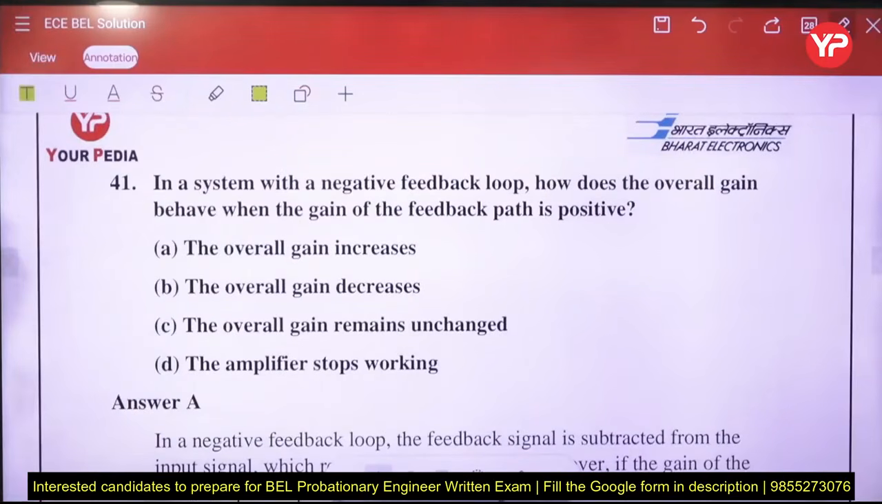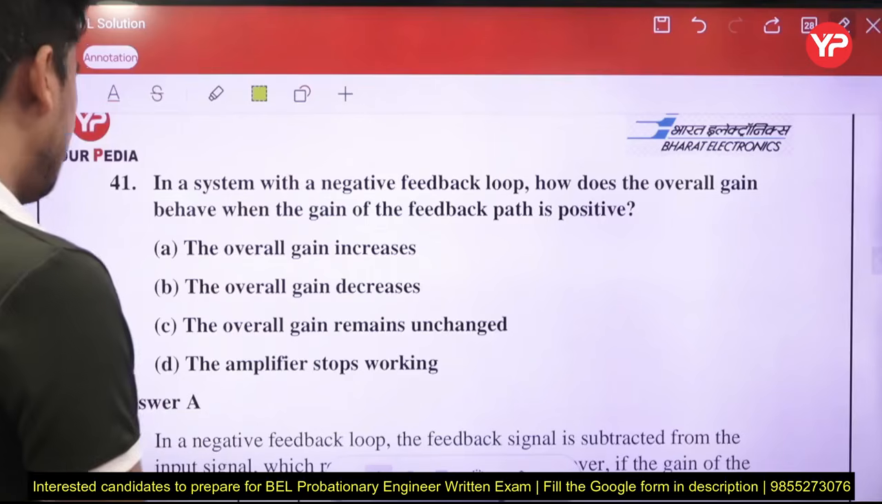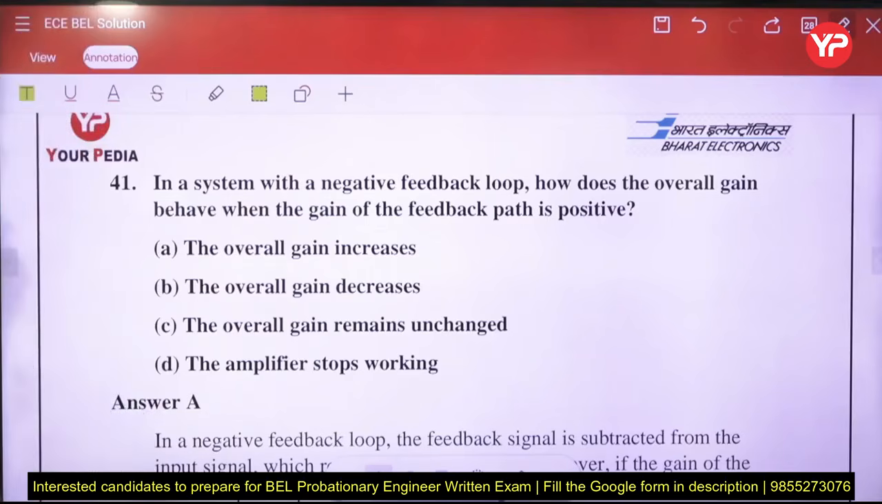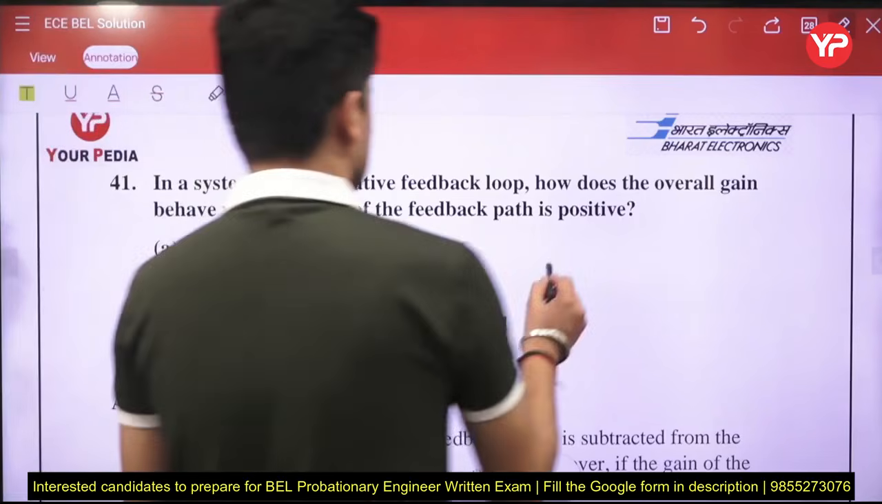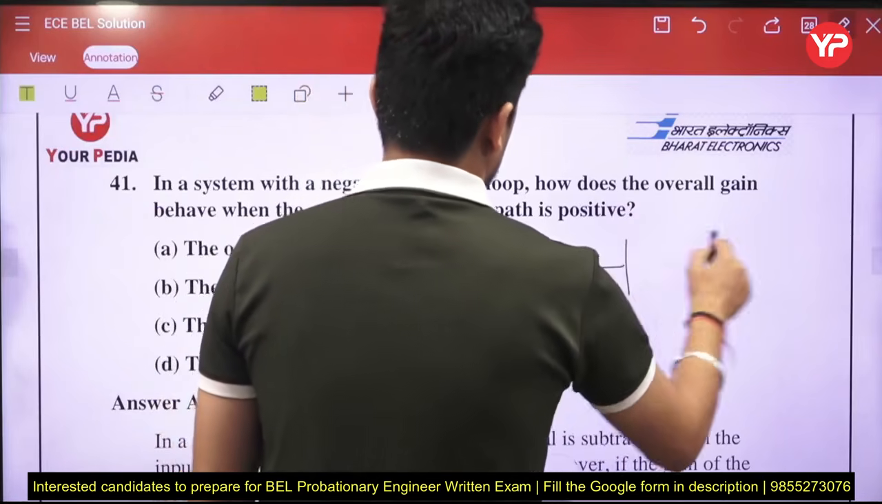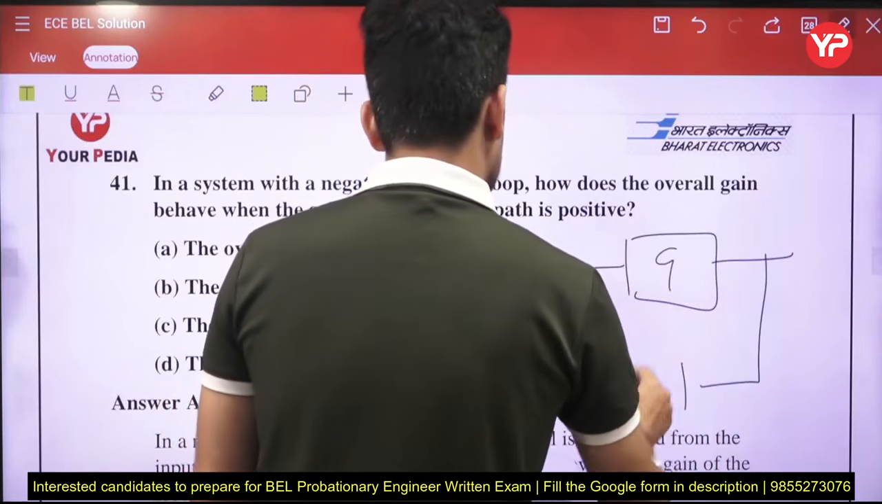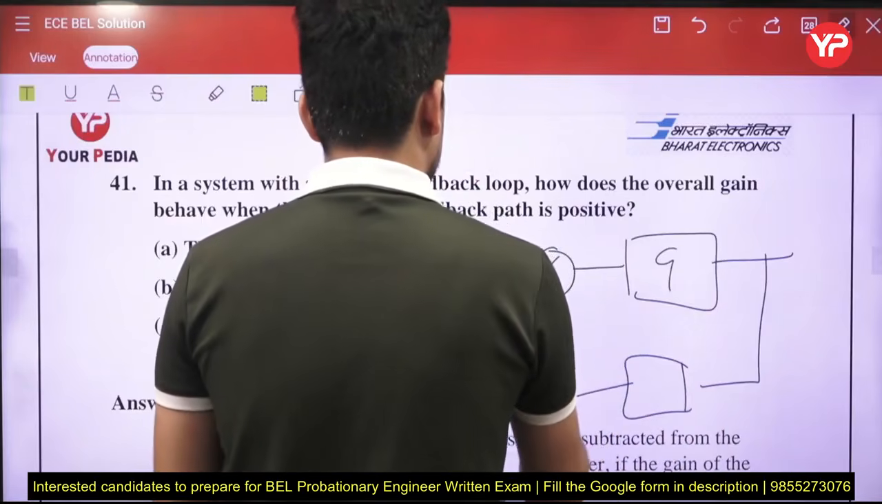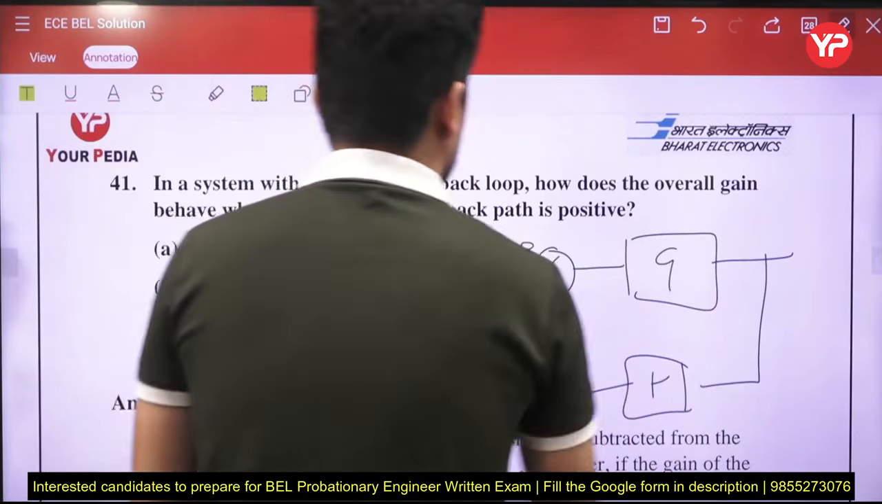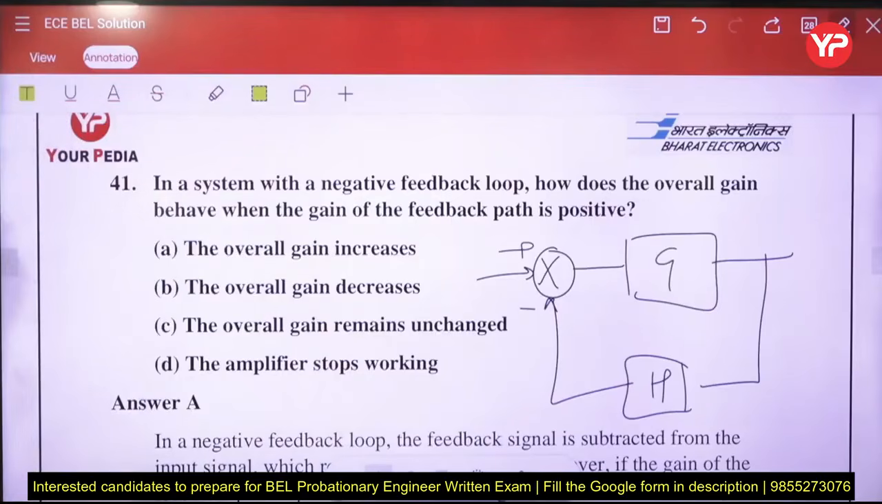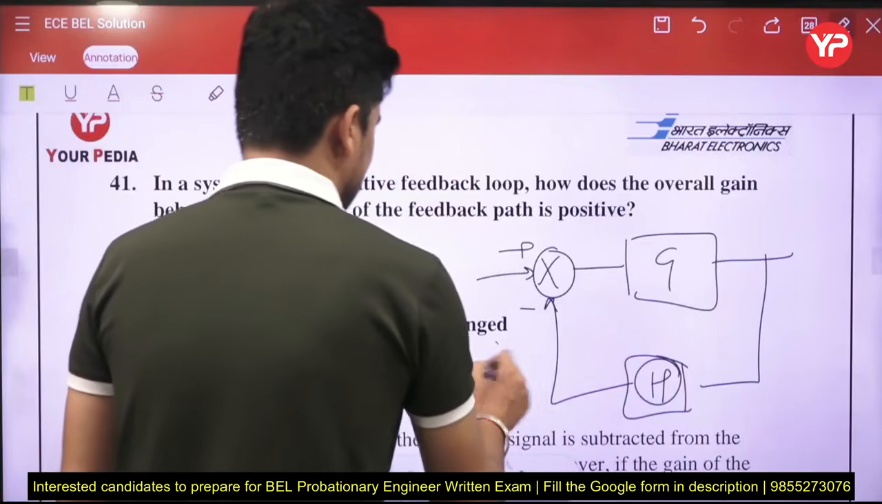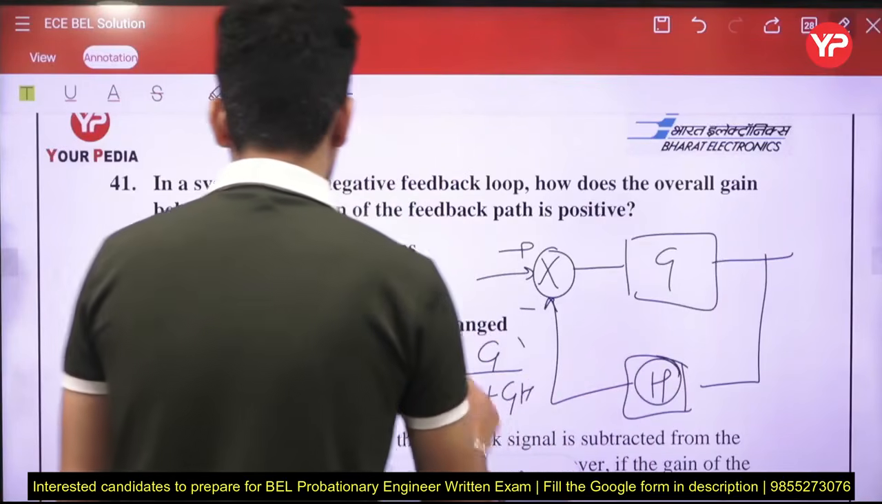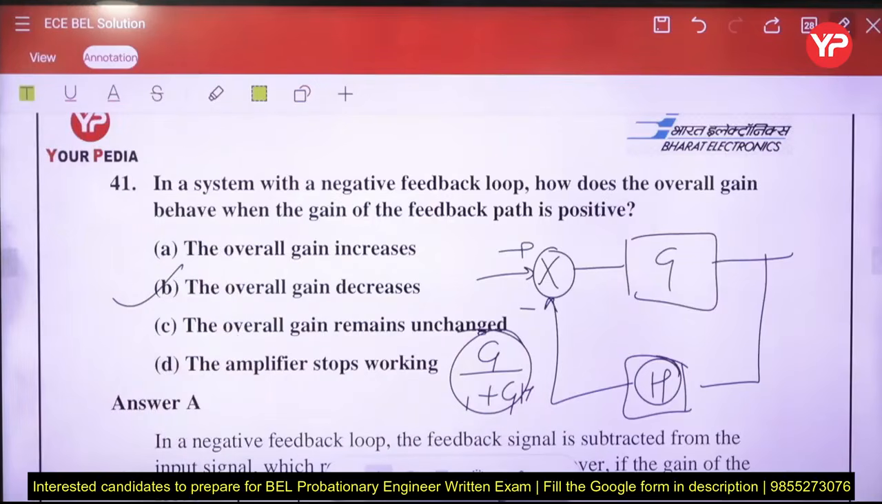In a system with a negative feedback loop, how does the overall gain behave when the gain of the feedback path is positive? The overall gain will increase, right? Whenever you have a negative feedback loop, this is G and this is H here. So this is plus and negative. What it says is, how does the overall gain behave when the gain of the feedback path is positive. When the gain of the feedback path is positive, then it is G upon 1 plus GH. So the gain should decrease. Answer should be B, not A.